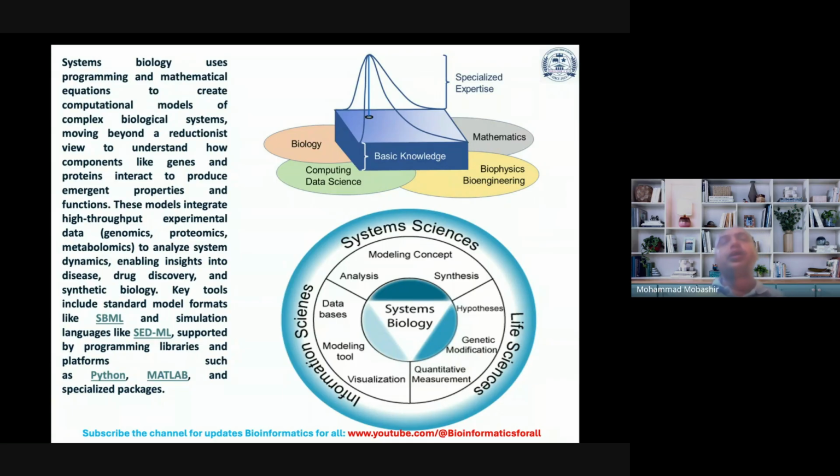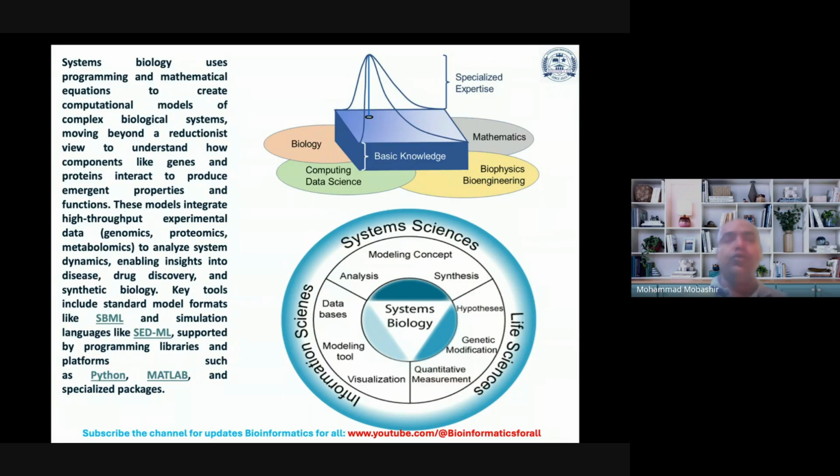So here, systems biology uses programming and mathematical equations to create computational models of complex biological systems, moving beyond a reductionist view to understand how components like genes and proteins interact to produce emergent properties and functions. These models integrate high-throughput experimental data, genomics, proteomics, and metabolomics to analyze the system dynamics, enabling insights into disease, drug discovery, and synthetic biology.